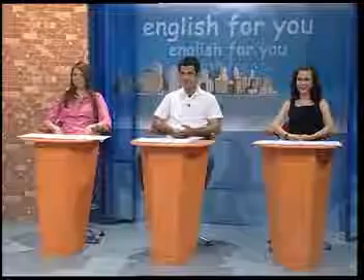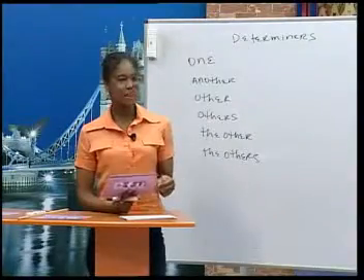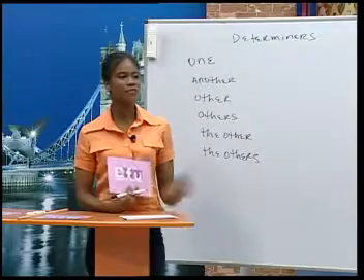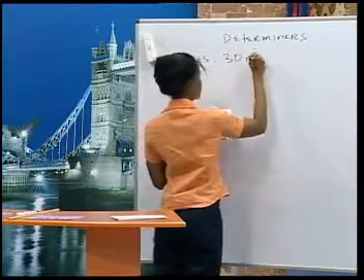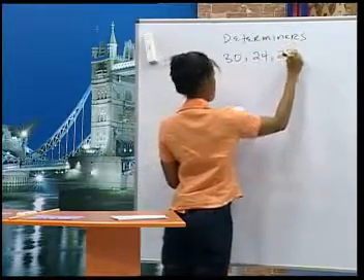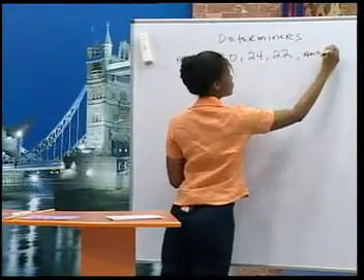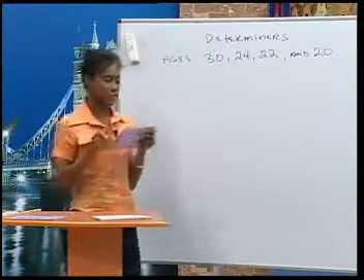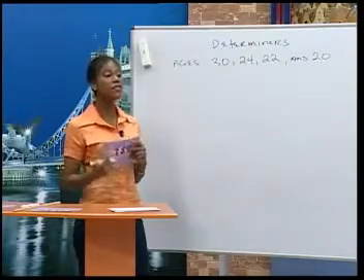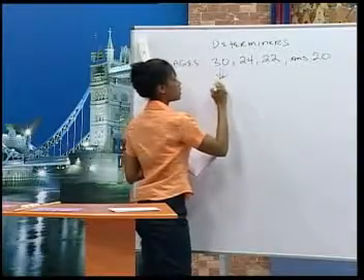Are you ready? Yes. Sylvia, imagine that you have 4 brothers in your family, okay? Their ages are 30, 24, 22, and 20 years old. What does your oldest brother do? My oldest brother is a doctor. Okay, and what do your other brothers do? They are all students.